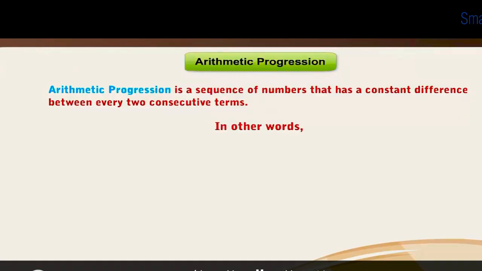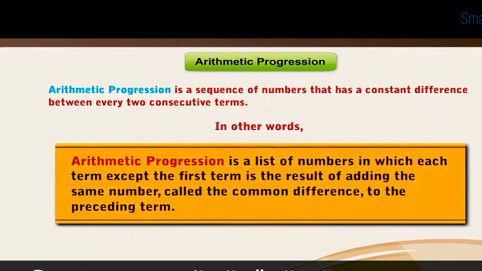In other words, arithmetic progression is a list of numbers in which each term except the first term is the result of adding the same number, called the common difference, to the preceding term.